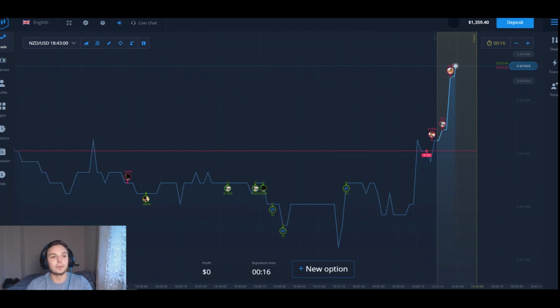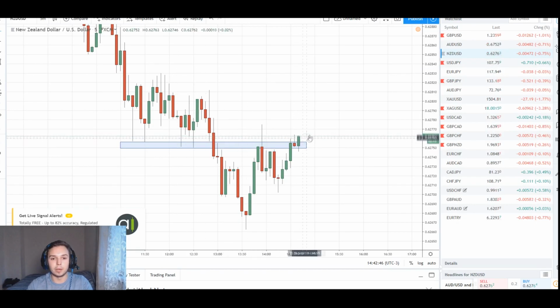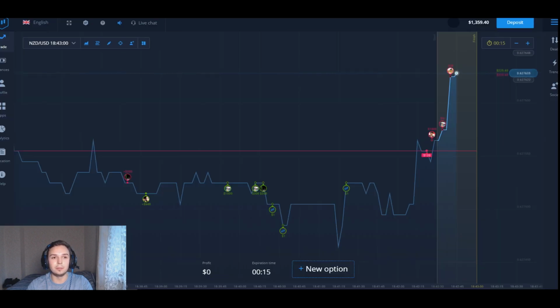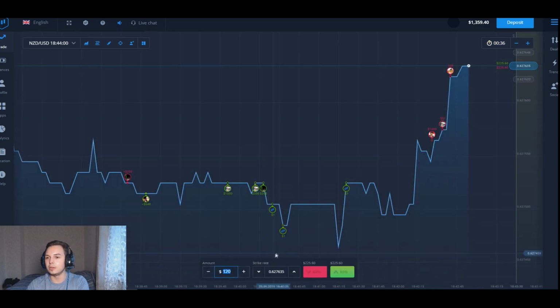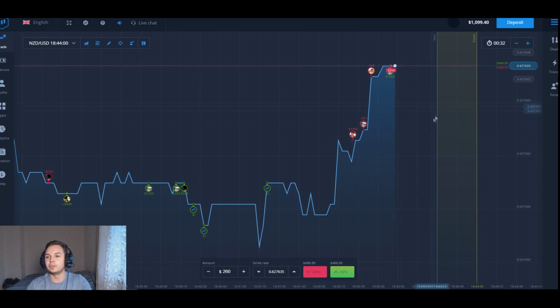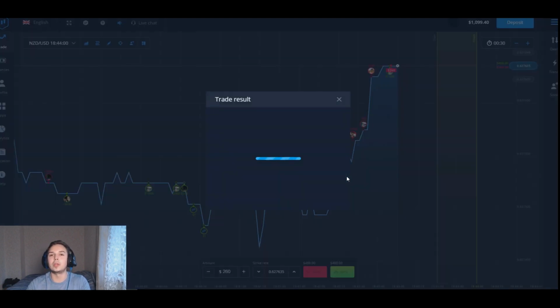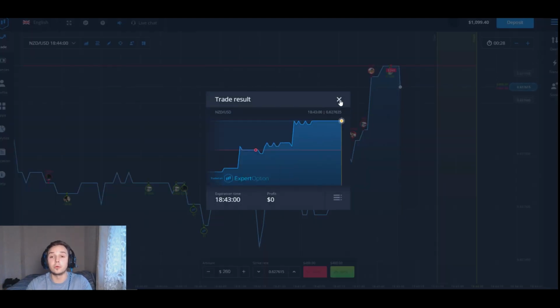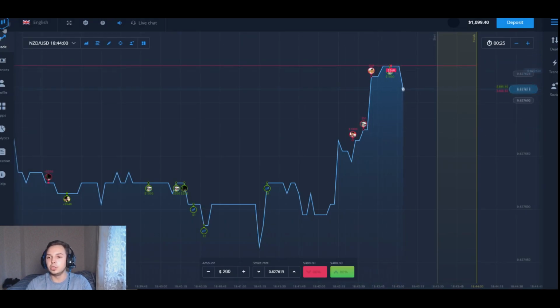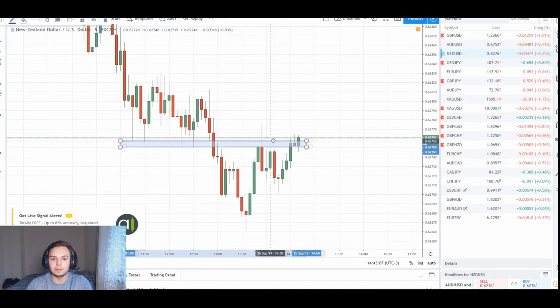So thanks for nothing. But this is the pullback I was waiting for. This is the ideal pullback that I should have entered the trade. God damn it. So actually, I'm kind of confident in that trade. Let's do 260 and place this sell direction trade. Obviously, the first trade is not going to be profitable, but this trade should be pretty good because it's bouncing back.